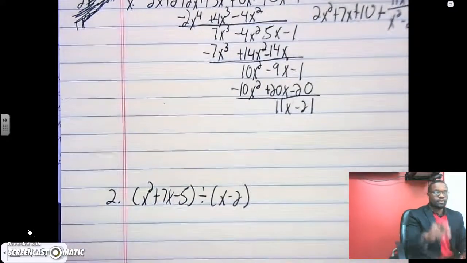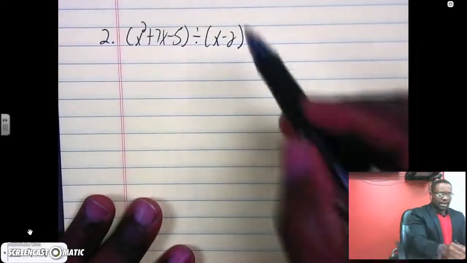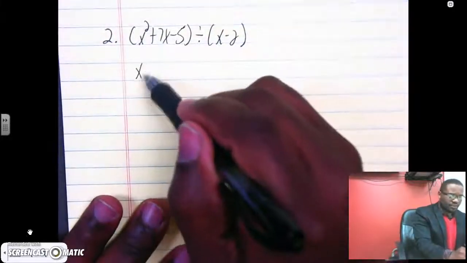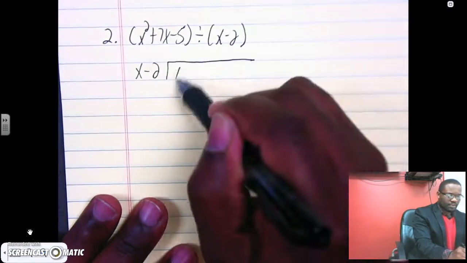Let's keep going with long division. My divisor goes out front. My dividend goes underneath.